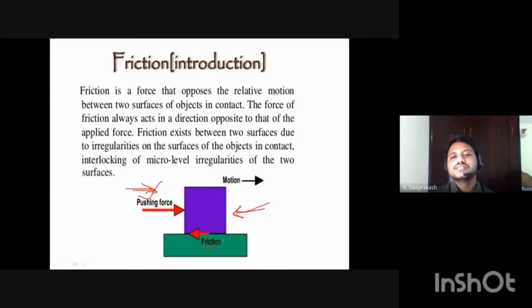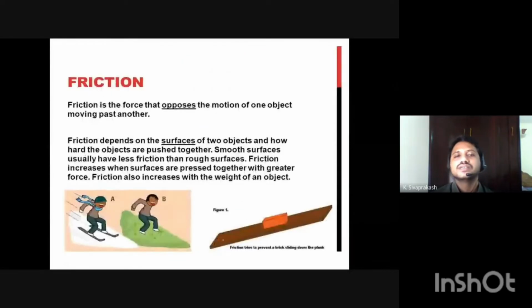Friction exists between two surfaces due to the irregularities on the surfaces of the objects which are in contact. Why is friction developed here? Due to the irregularities, that means the surface roughness. Friction is always developed when there is relative motion between two surfaces in contact. So friction is a force developed between two bodies in contact, and it opposes the motion of an object moving past another. You can define friction like that.